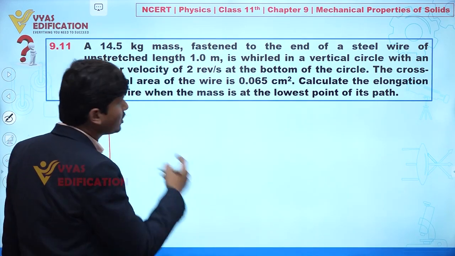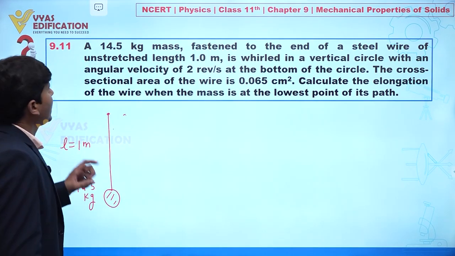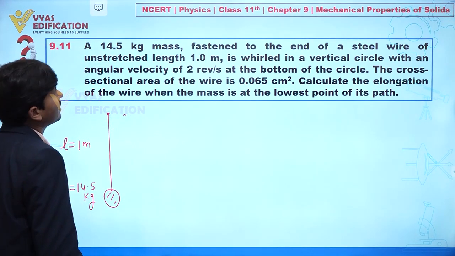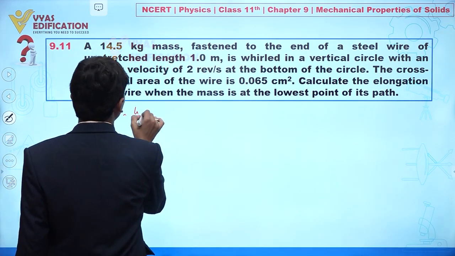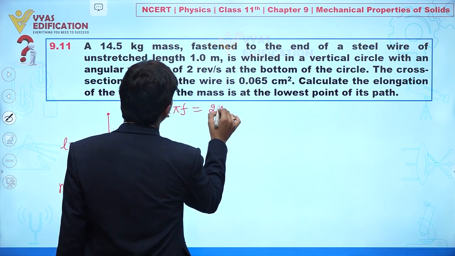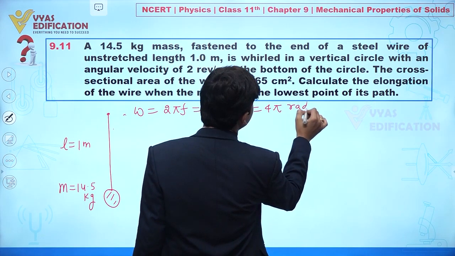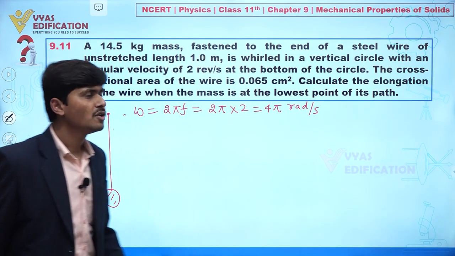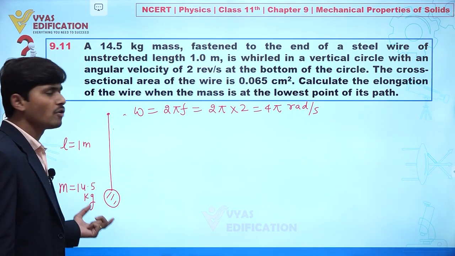It is actually having motion in a vertical circle. Angular velocity is also given, but in revolutions per second. So can we calculate omega? Yes. This is equal to 2 pi f, or we can say 2 pi into 2. So I can write this as 4 pi radian per second. And at that time it is at the bottom of the circle, it means at the lowest position.